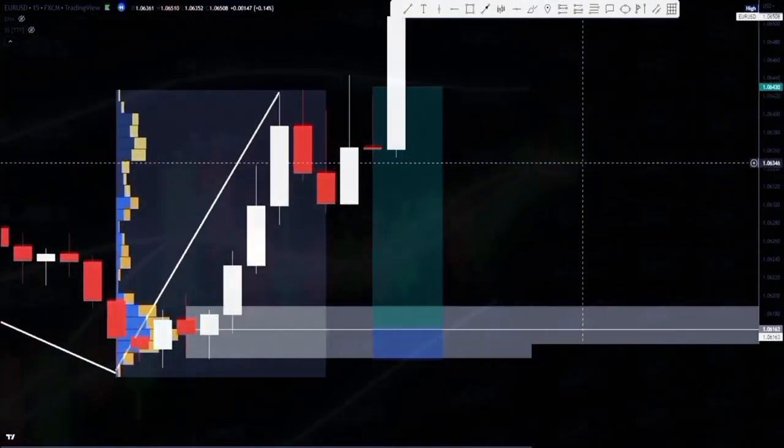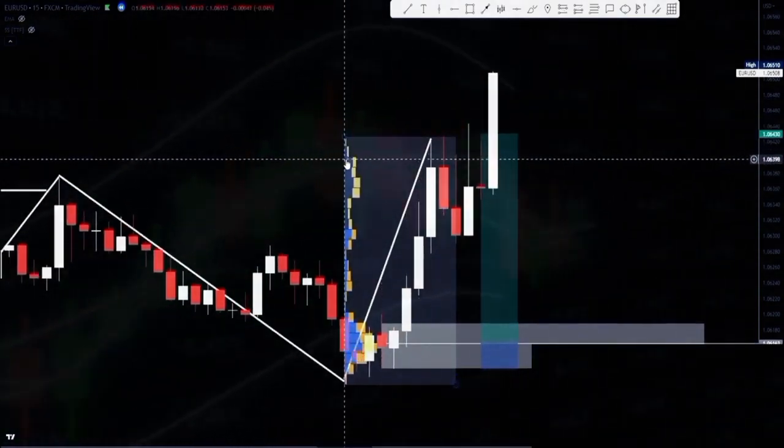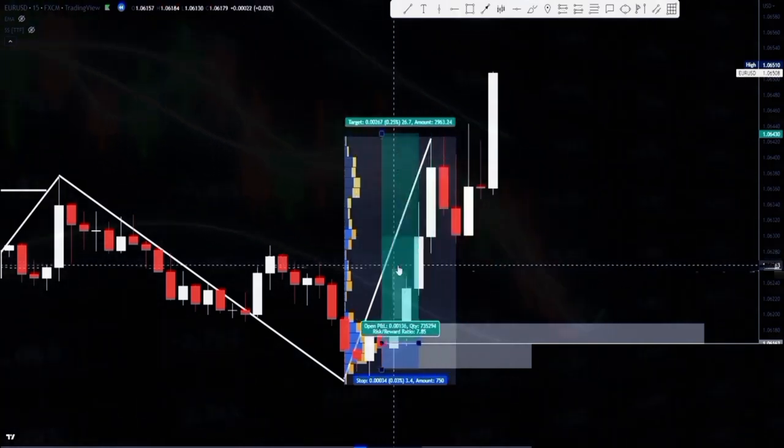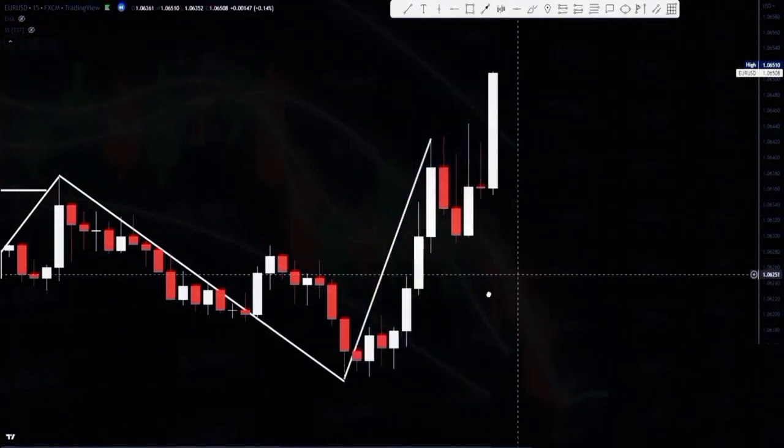Here we are not getting activated in the trade, but we continue breaking above previous structure. So for the moment, I'm going to just go ahead and delete this one, and I will add my new order block.